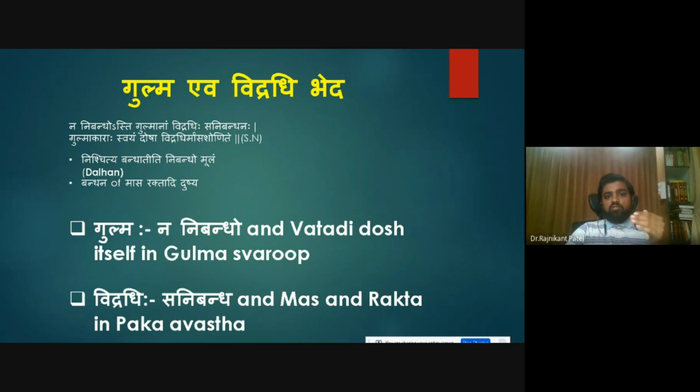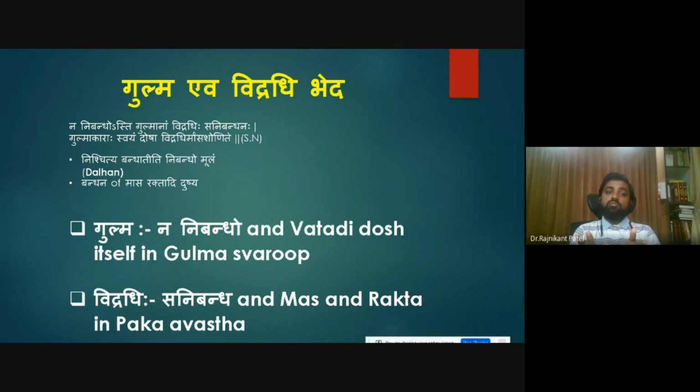Commenting on this particular shloka, Dalhana has explained it in depth. So what are Sanibandha and Anibandha? Nischanti bandhana iti nibandha mulam. Here bandhana is a connection, where the mamsa and rakta adi are together, and that is called a bandhana. So in Gulma there will be no bandhana. In Gulma there is no connection between mamsa and rakta adi dushya. Only the dosha is vitiated. This is the main difference. In Gulma there is only vitiation of the dosha; dosha prakopa will be there.